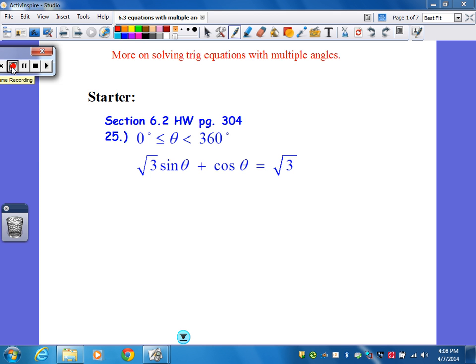Let's get this party started. We're now working on section 6.3. We're going to have multiple angles. This question right here is in your book, number 25. We're actually going to do this one in class. There are a lot of steps. I don't want to waste your time. So here we go. Let's move on.